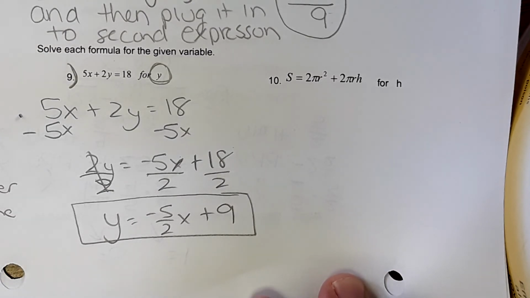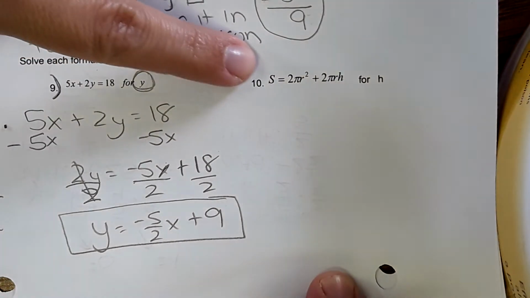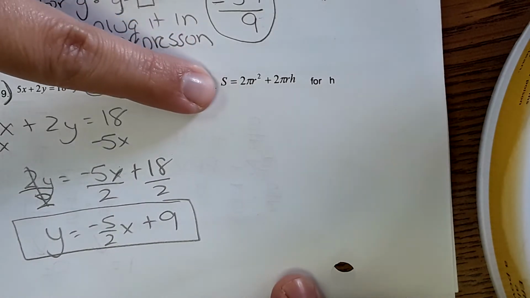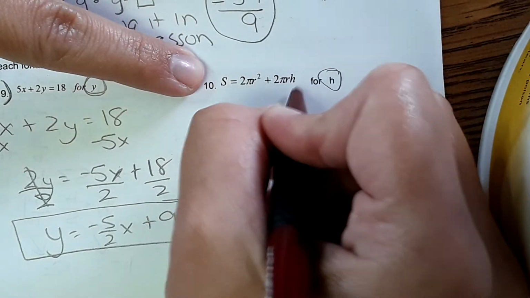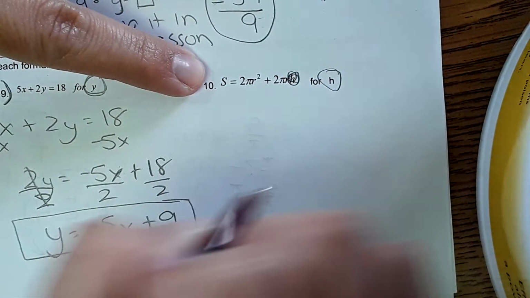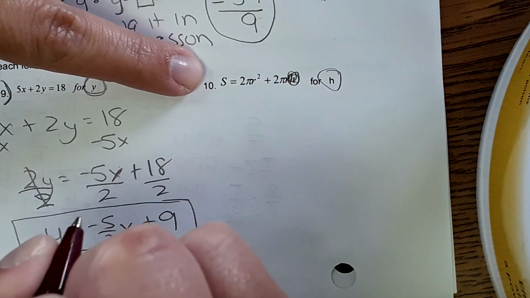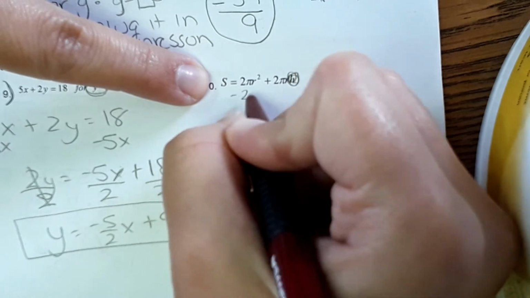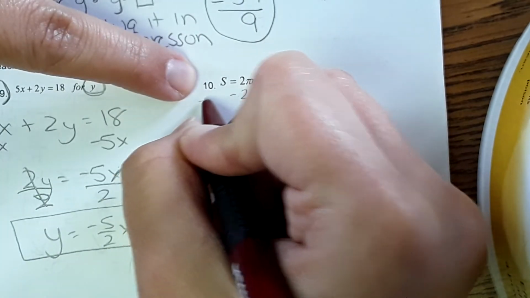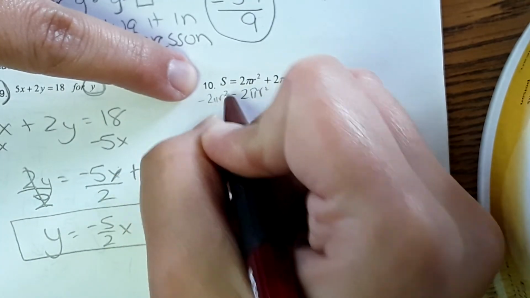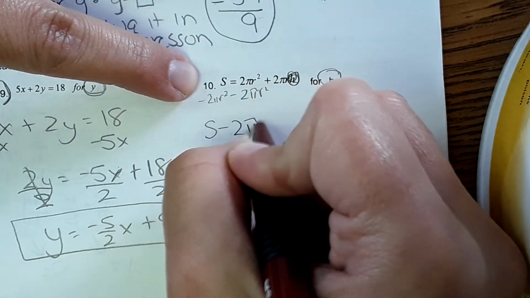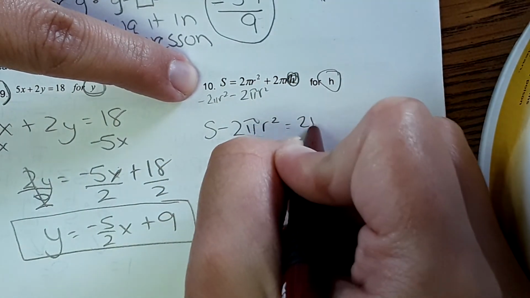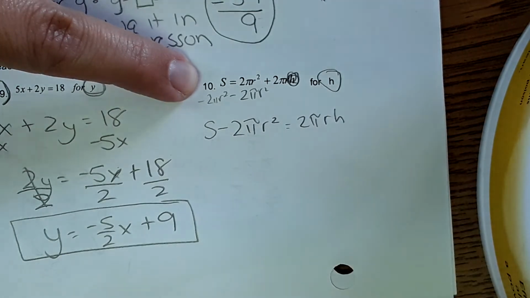Then number 10, same type of problem. It gives us an equation. This time we're solving for h, which is right here. So first step in getting h by itself, we're going to subtract 2 pi r squared from both sides. So we get s minus 2 pi r squared equals 2 pi rh.